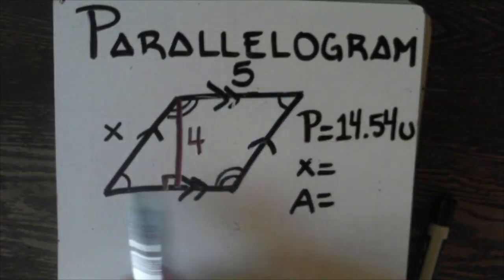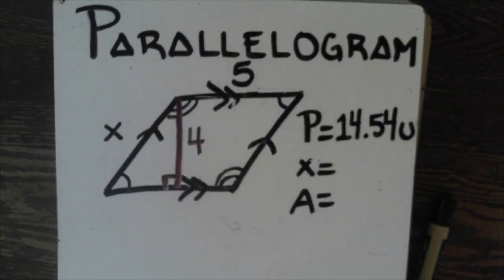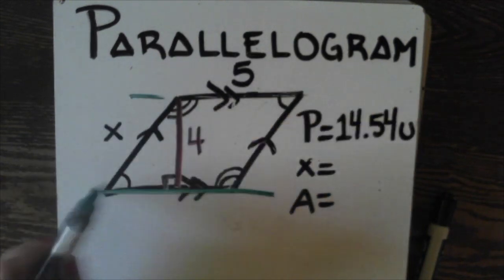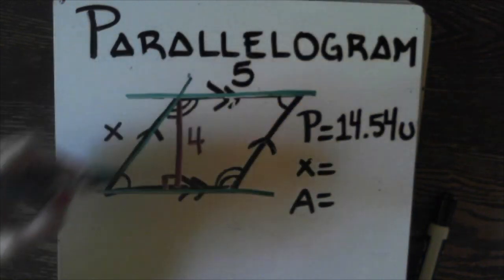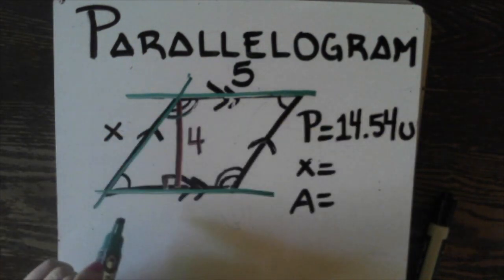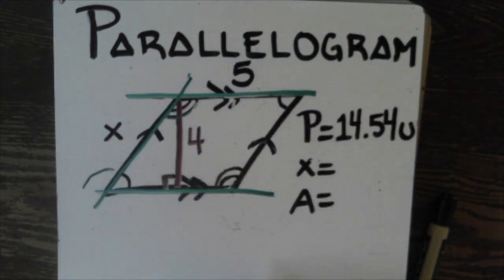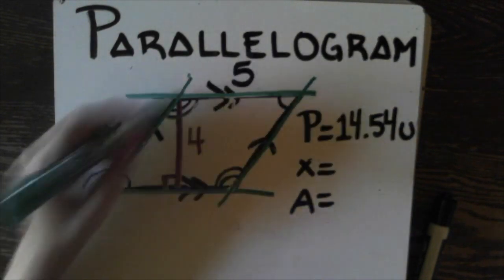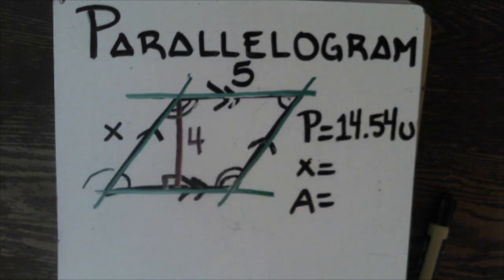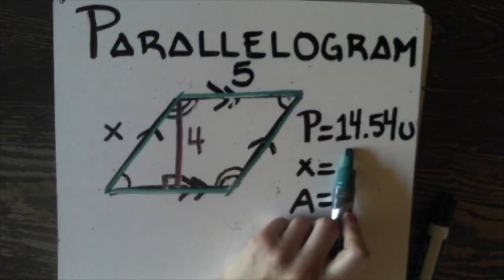This is a parallelogram. It is a figure with two sets of parallel sides, the bottom and the top as well as the left and the right. When we draw those parallel lines, we see a transversal crossing through it, so those same side interior angles are supplementary and opposite interior angles are congruent. We have two sets of congruent sides in each parallelogram.